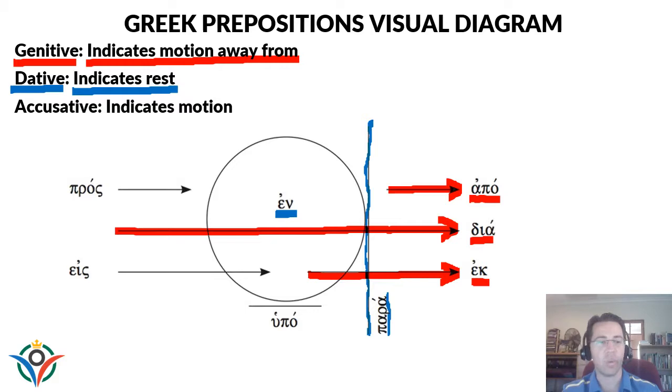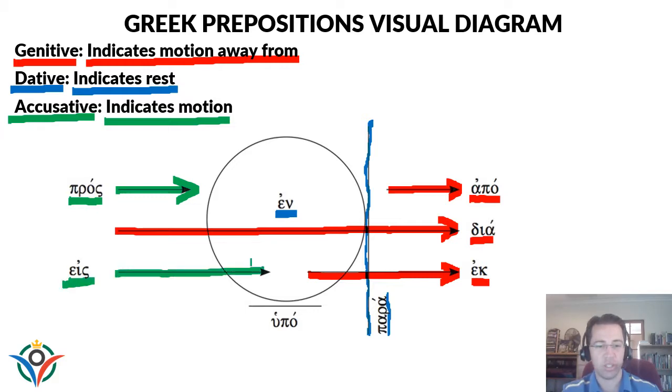And then lastly, when you think of the accusative case, it generally indicates some sort of motion. So here we have the example of the preposition pros, which indicates motion toward the circle, as well as eis, which is motion into the circle. And then we have a preposition here, huper, which I'm not too sure we've learnt yet, but this preposition is under the circle. Para can also take its object in the accusative case, and we translate that alongside of. So it's beside or alongside of the circle.